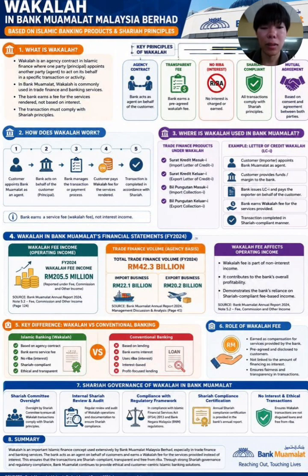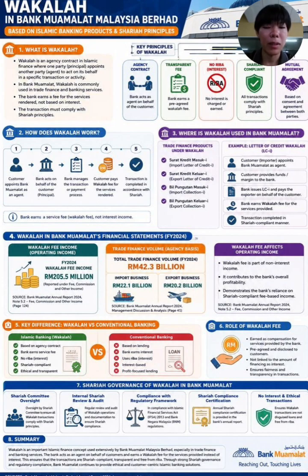This section shows the financial performance of Wakalah for the financial year 2024. First, look at the Wakalah fee income. In FY 2024, Bank Muamalat made 205.5 million ringgit from Wakalah fees. This is reported under fee, commission and other income in the annual report.